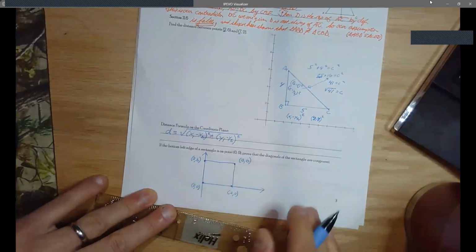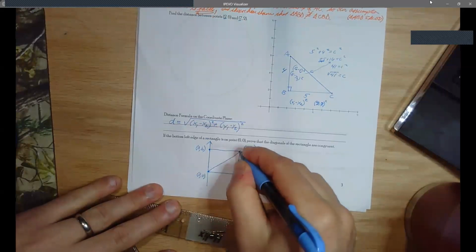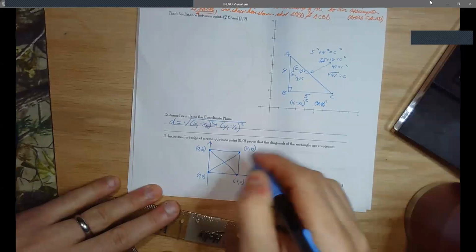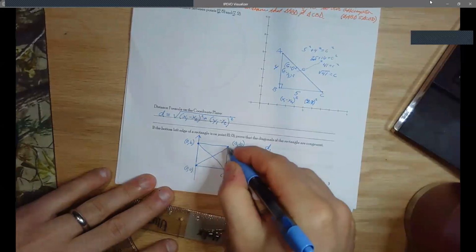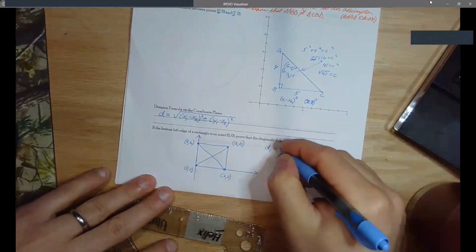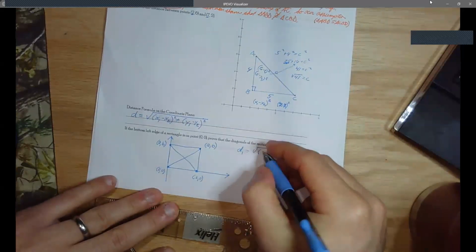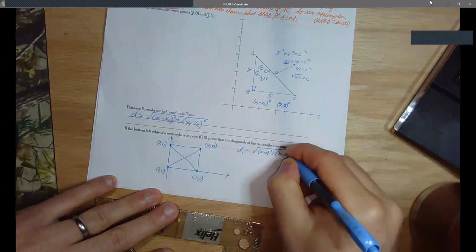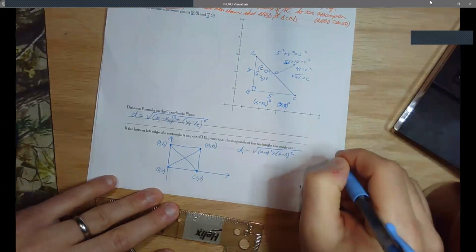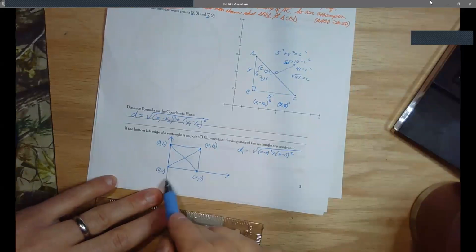Okay, there's my rectangle. Now the question is, prove the diagonals are congruent. So we're going to use the distance formula to do that. If we look at diagonal 1, this one here, to find the distance, we'll take the change in the x's, so a minus 0 squared, plus the change in the y's, b minus 0 squared. Right, so the x coordinates a and 0, the y coordinates b and 0.